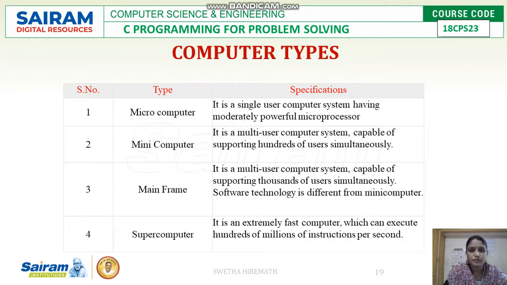Coming to the different types of computers and their specifications, we have microcomputer, minicomputer, mainframe computer, and supercomputer. A microcomputer is a single-user computer system having a moderately powerful microprocessor. A minicomputer is a multi-user computer system capable of supporting hundreds of users simultaneously. A mainframe is a multi-user system capable of supporting thousands of users simultaneously, and its software technology is different from that of minicomputers. A supercomputer is extremely fast and can execute hundreds of millions of instructions per second.